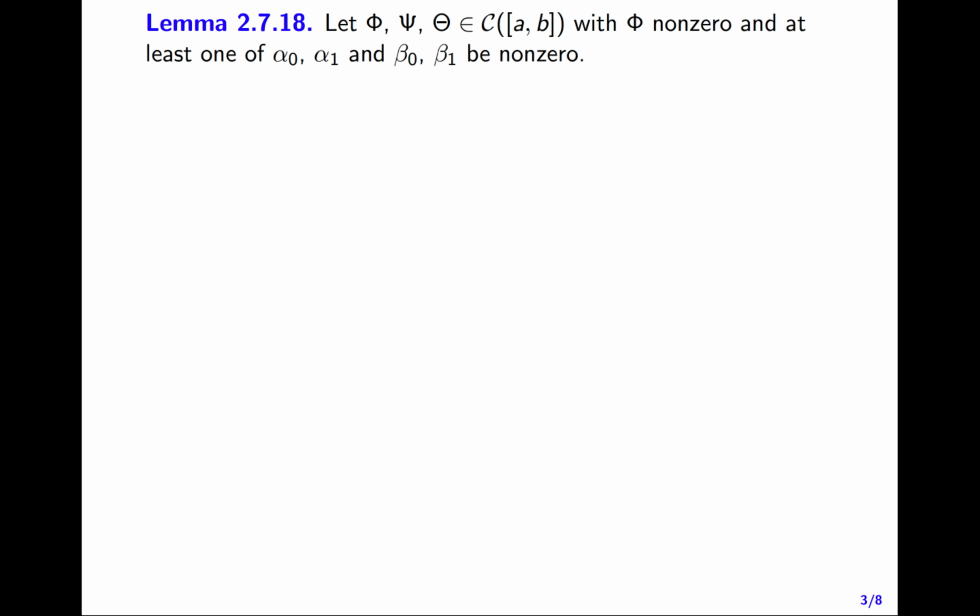And to do that, we need a rather technical lemma. And I'm going to walk you through it in detail. So let's say that the coefficients of this operator A, phi, psi, and theta, are all continuous, and phi is non-zero. And looking towards the boundary conditions, we'll have four numbers, alpha 0, alpha 1, beta 0, and beta 1, where at least one of alpha 0 and alpha 1 is non-zero, and at least one of beta 0 and beta 1 is non-zero, which is, of course, familiar to you from before.